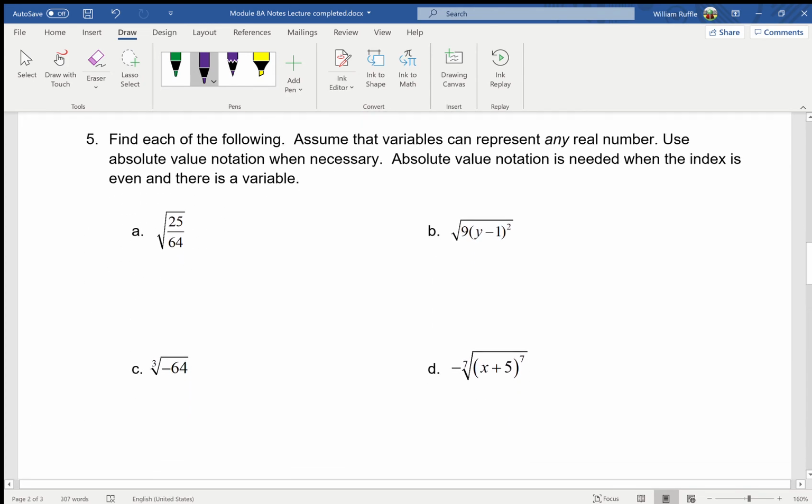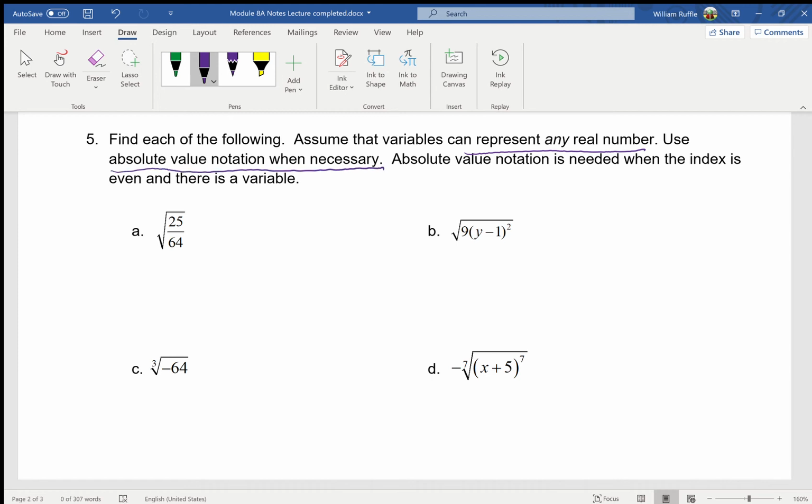And we'll do a couple questions in here, and then I'll take a break here. All right, so find each of the following. Assume that the variables can represent any real number. Use absolute value notation when necessary.